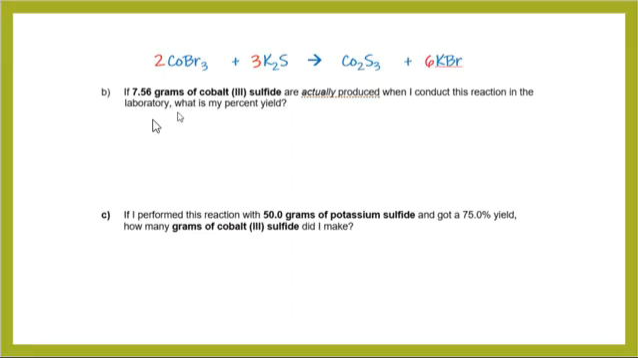In part B, we have if 7.56 grams of cobalt-3 sulfide, so that would be the product here, are actually produced. So I tried to give you a hint letting you know that 7.56 grams represents the actual yield. When I conduct this reaction in the laboratory, what is my percent yield? Since we've already calculated theoretical yield and we're given actual yield, all we have to do is use the percent yield formula to solve. So we're going to do that now.